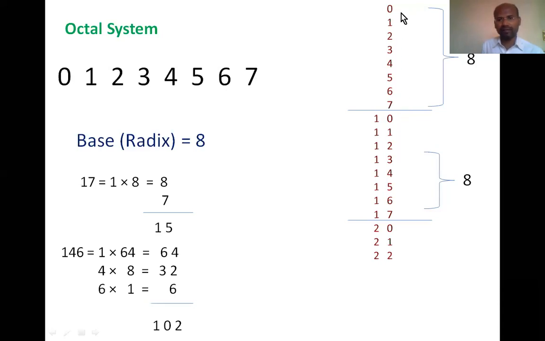So after using up all the symbols one time, what we do is we add this 1 and then we reuse the same symbols again. 1 0, 1 1, 1 2, 1 3, 1 4, 1 5, 1 6, 1 7. And now the second time also we have used all the symbols. If you want to continue counting, what we have to do is we add 2 here: 2 0, 2 1, 2 2.